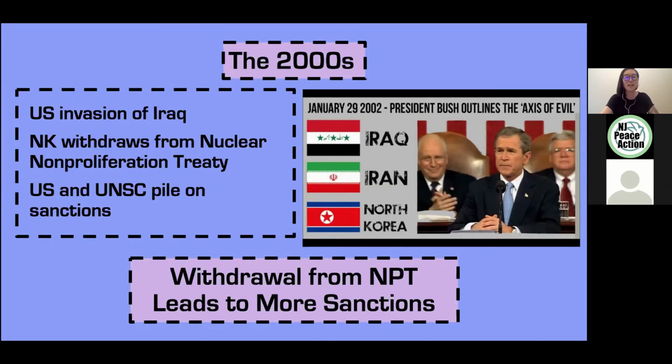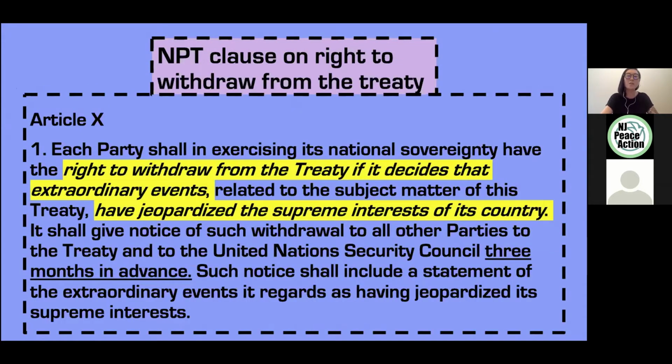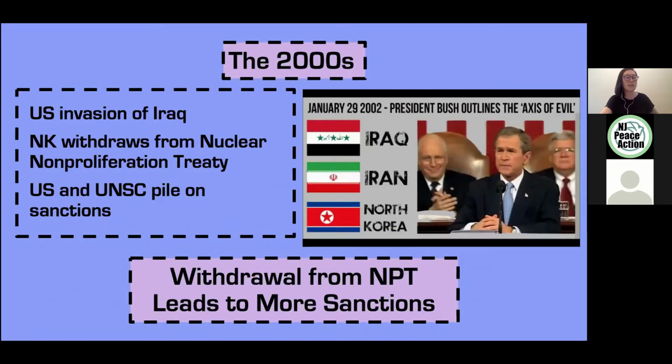And I'll return to the slide, but this is Article 10 of the NPT. It's important to note here that it states, each party shall, in exercising its national sovereignty, have the right to withdraw from the treaty if it decides that extraordinary events related to the subject matter of this treaty have jeopardized the supreme interests of its country. And all North Korea had to do in order to announce this withdrawal was to provide 3 months notice in advance to the UN Security Council. These kinds of extraordinary events, of course, refer to the military escalation that's noted here in this slide.